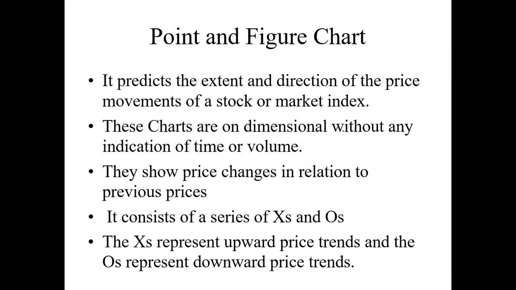Next comes the point and figure chart. This type of chart predicts the extent and direction of the price movements of a stock or a market index. These charts are one-dimensional, without any indication of time or volume. They show price changes in relation to the previous prices. It consists of a series of X's and O's. The X's represent upward price trends and the O's represent the downward price trends.